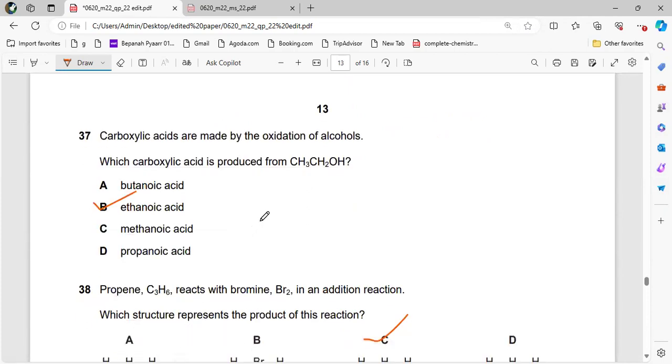Carboxylic acids are made by the oxidation of alcohols. Which carboxylic acid is produced from CH3CH2OH? So here we are having only 2 carbon atoms. So only ethanoic acid can be produced.